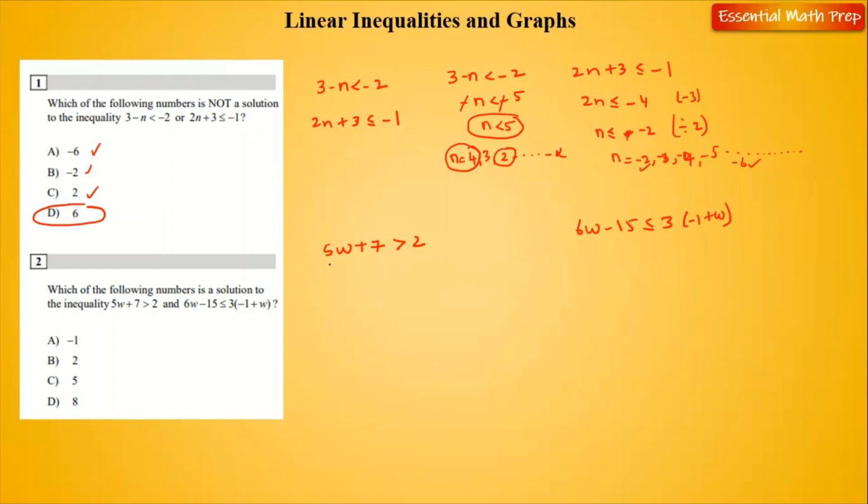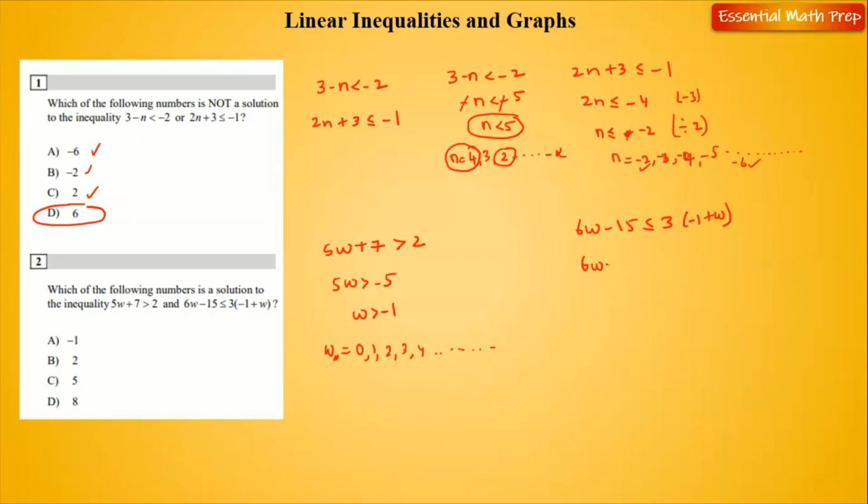So for the first part, let's just subtract 7 on both sides, which would make it negative 5. So w is greater than negative 1. What that means is w can be 0, right? Can be 1, 2, 3, 4, and so on, right? Similarly, you have to solve for this one.